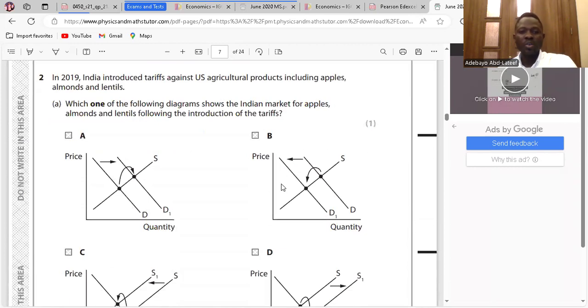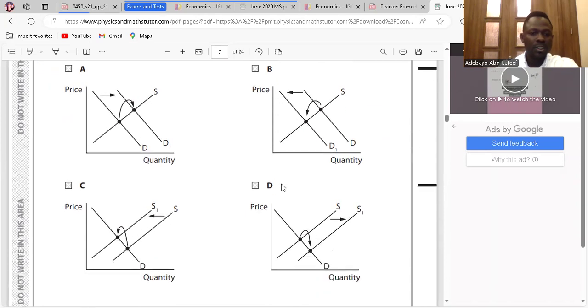We have the case study. Which one of the following diagrams shows the Indian market for apples, almonds, and lettuce following the introduction of tariffs? Introduction of tariffs will shift the supply curve leftward, bringing about movement along the demand curve, which will contract due to higher prices. Clear? So the answer is C. There's movement along the demand curve, contracting, due to higher prices. It's C. Is it clear? Yeah.